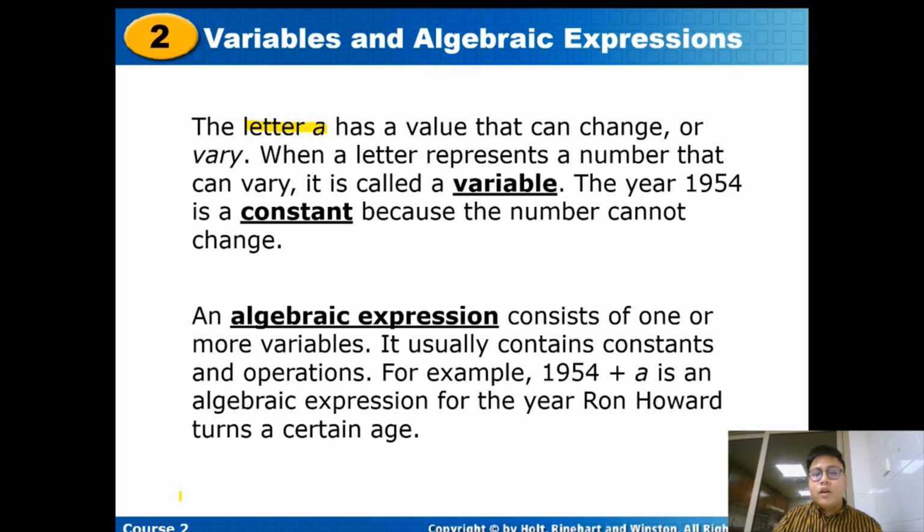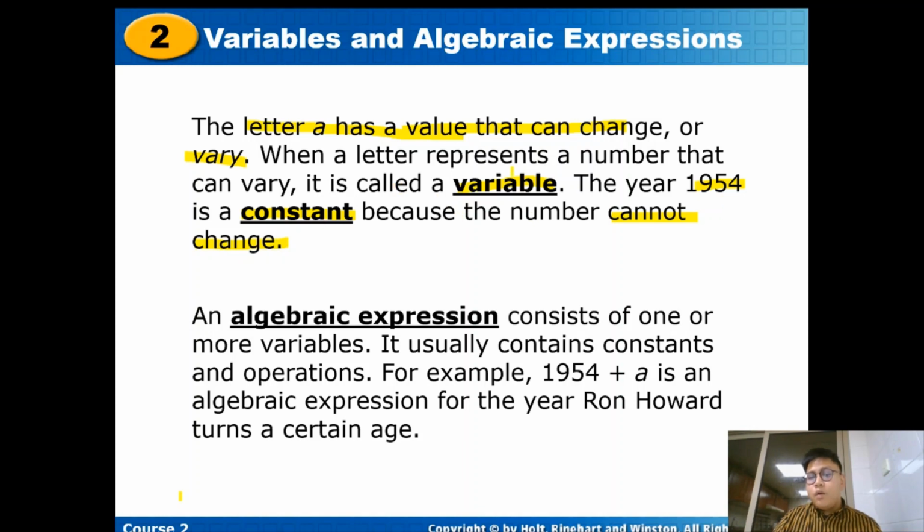The letter that has a value that can change is what we call a variable. It could also vary, or it could differ. Now, the year 1954 is a constant. If we say constant, it does not change or it cannot be changed. That is the definition of constant.